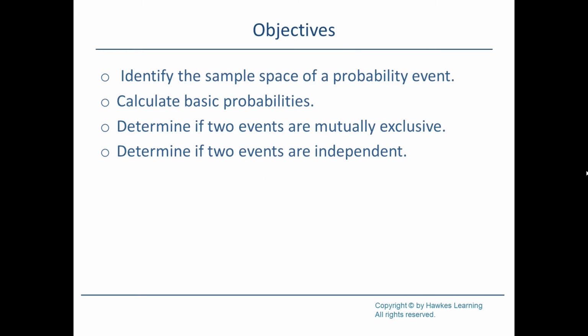So the objectives for section 4.1: identify the sample space of a probability event, calculate basic probabilities, determine if two events are mutually exclusive, and determine if two events are independent. Mutually exclusive and independent are two things that you're going to need to be very careful of. There's a lot of confusion between the two. If two events are mutually exclusive, then both cannot happen at the same time. If two events are independent, then having one happen doesn't affect the other.